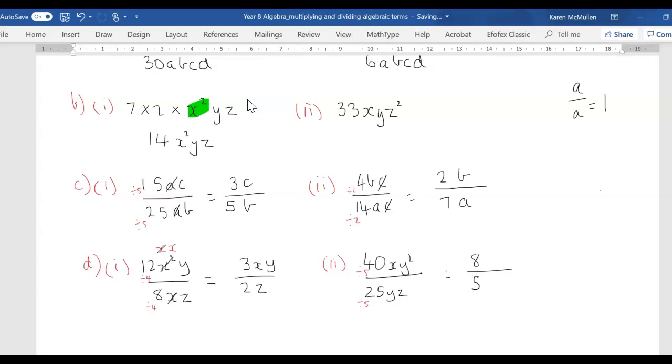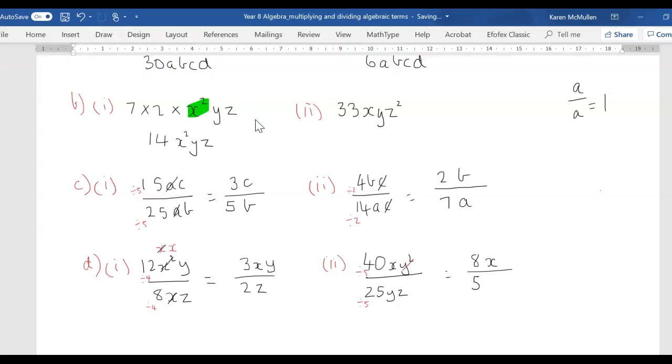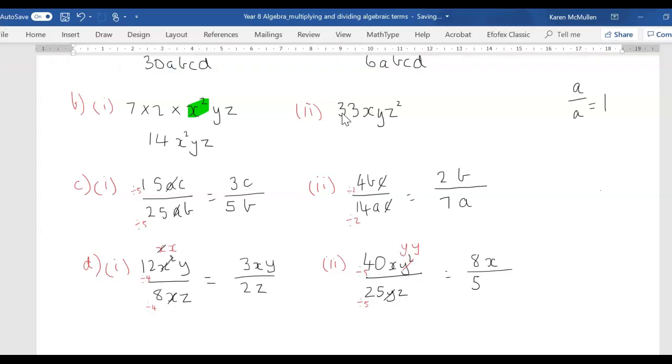Now I've got an x on the top and no x on the bottom, so the x can stay there. The y squared, I'm going to rewrite as yy, just so I can see what I need to cancel out. So we've got a y here that cancels out with one of those y's, so I'm still left with one y on the top, and then a z on the bottom.